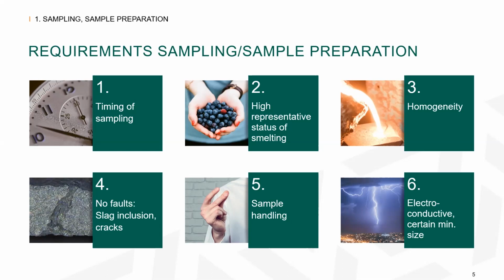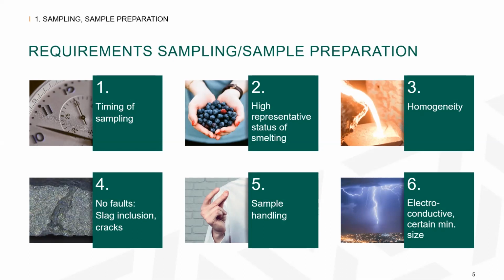2, high representative status of sampling. This is very important, so you ensure that the samples you take are representative of the whole entire batch. For cast iron, in order to receive the most accurate representative of the batch, you have to avoid all slag and go deep into the melt so you're actually getting the material you need to analyze.